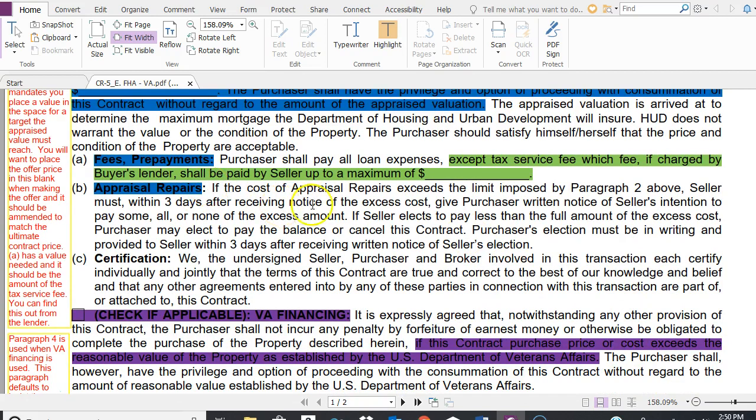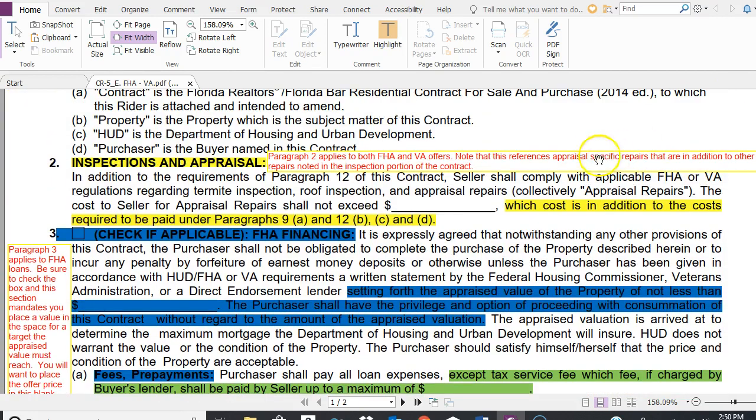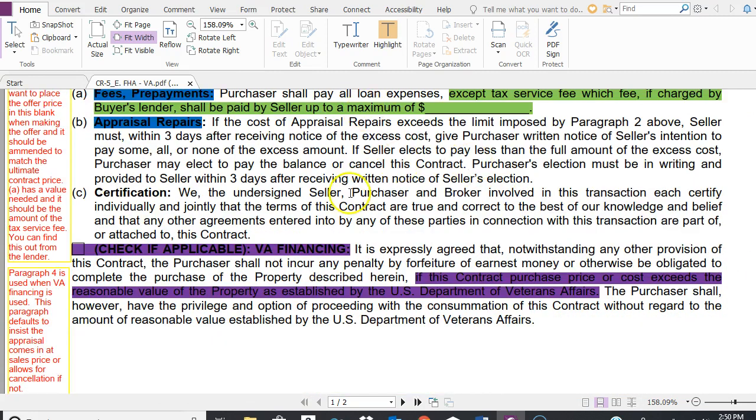This does cover what happens if the cost of appraisal repairs exceeds the amount in paragraph 2. Paragraph 2 is that, remember up here, where we put in the amount of appraisal repairs we're asking the seller to obligate themselves to. Okay, so it covers all of that. Just certification says everything's true. We're not doing anything sketchy here. And then that was it.